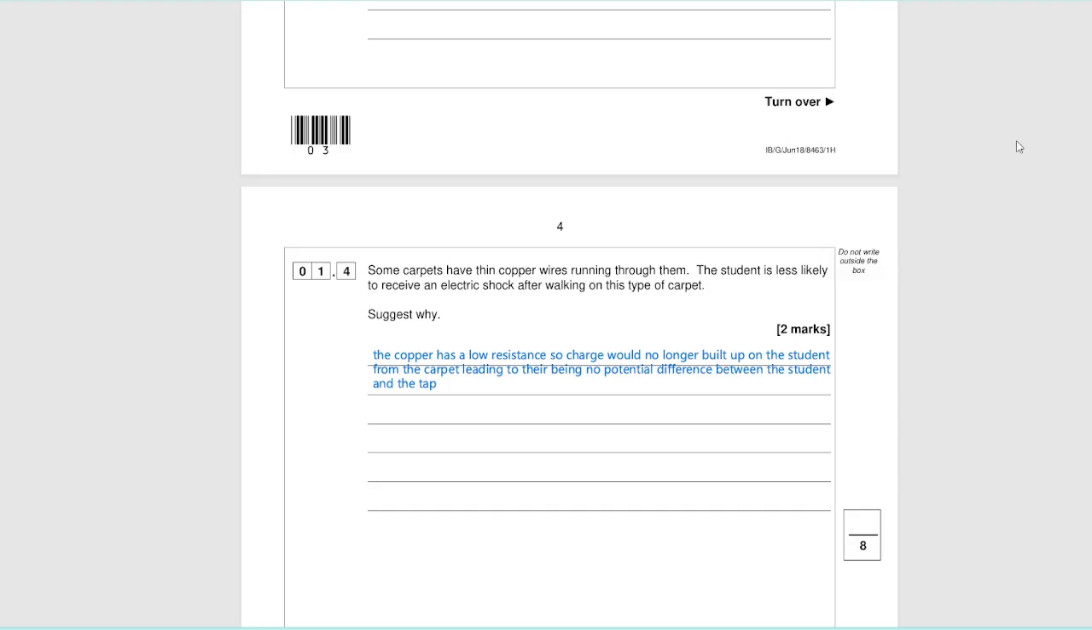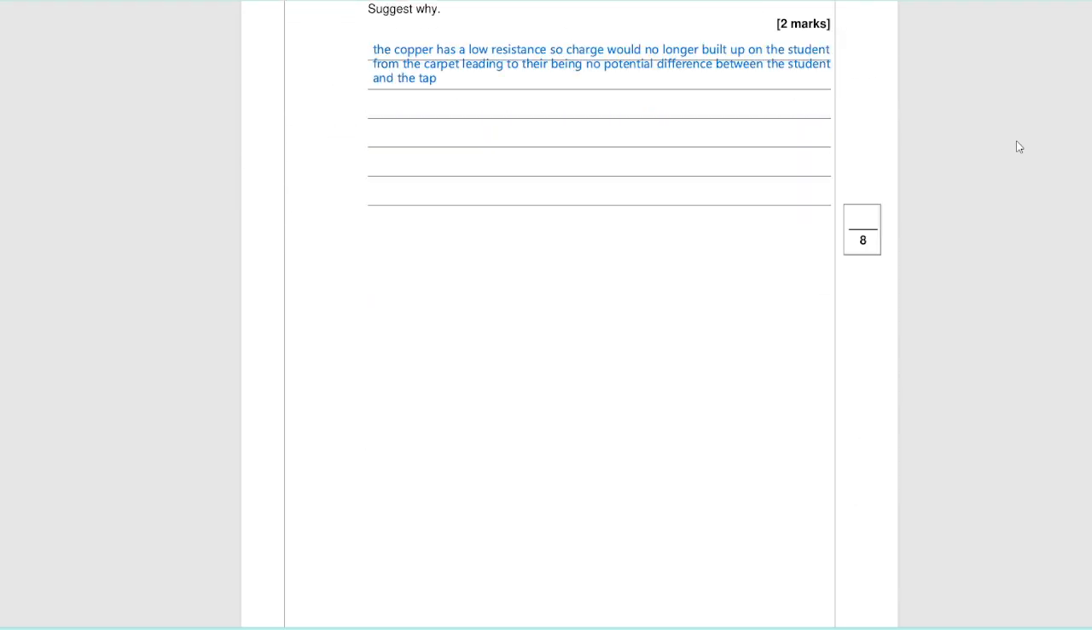So how this is all working is that electrons are transferring from the carpet to the student, and then the electrical shock is being caused when the electrons transfer to the tap. With the carpet having a low resistance with the copper wires, there is no charge being transferred to the student, so they aren't getting electrocuted when they touch the tap.